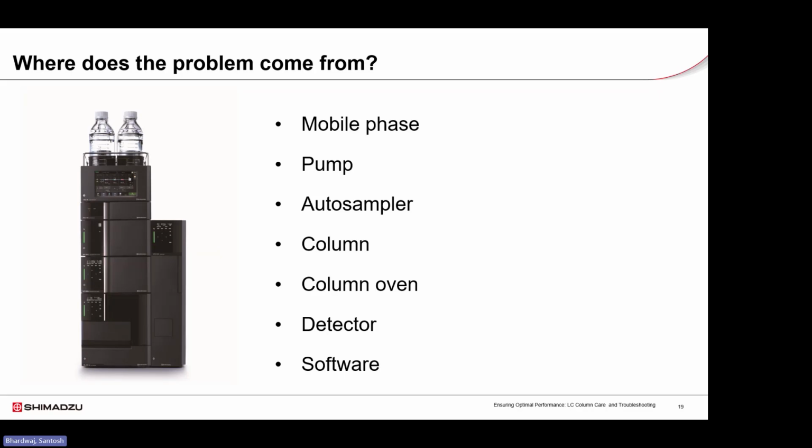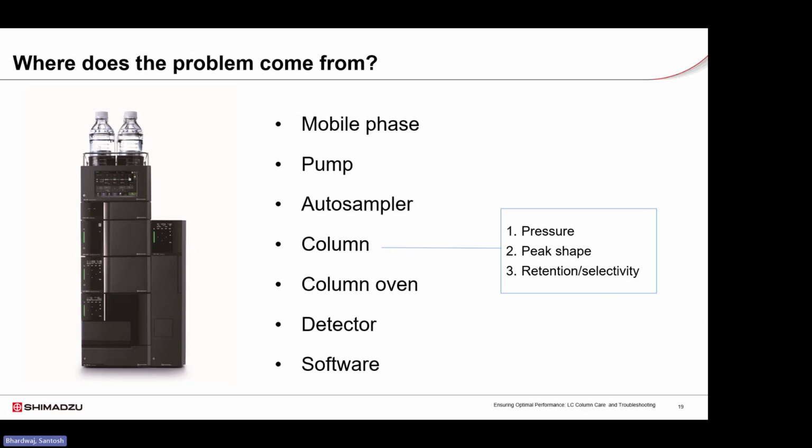It may be from the pump, autosampler, column oven, detector or software. However, the most problems are usually related to the column. This is because the column is a consumable and is replaced more often than the instrument itself. So in this session, we will focus mainly on the column related issues.